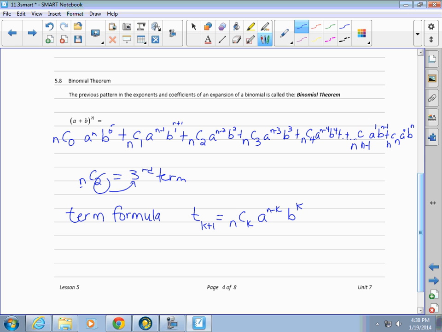So remember, this and this always match, and if you look at my pattern here, this was minus 1, 1, minus 2, 2, minus 3, 3. So it's just subtracting that value, and whether you use r or k doesn't matter as long as you keep straight what they need to do. It's always going to be the difference between those. So that's your term formula.